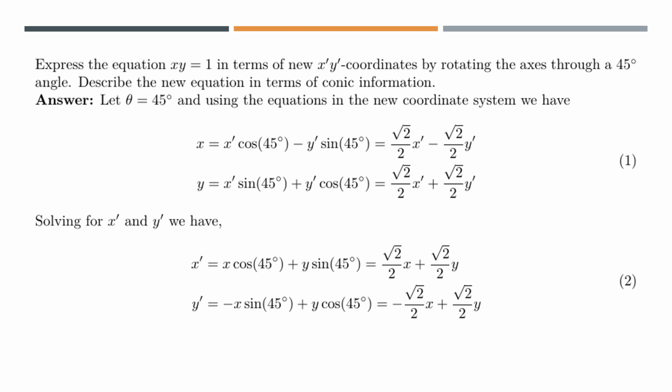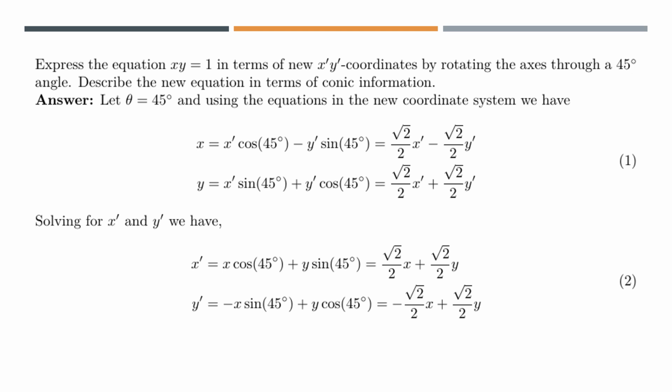So what we're going to do here is let theta be equal to 45 degrees, and we're going to use the rotation equations for the new coordinate system. They're written out here with 45 degrees substituted in for theta, and then we evaluate the sine and cosine of 45 degrees, which is root 2 over 2. So in the old coordinate system xy, they are related to the new coordinate system x prime y prime by these equations listed in 1.